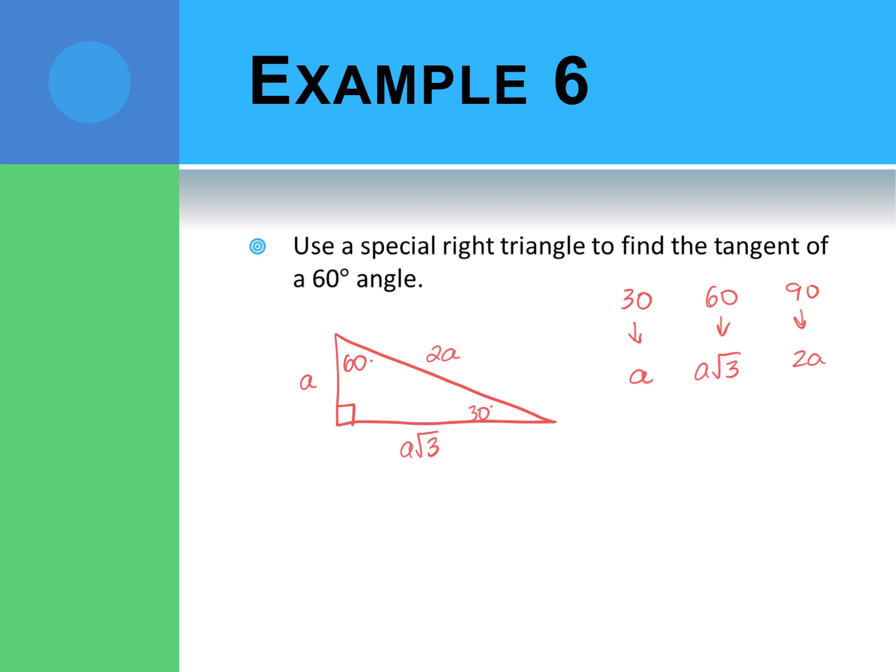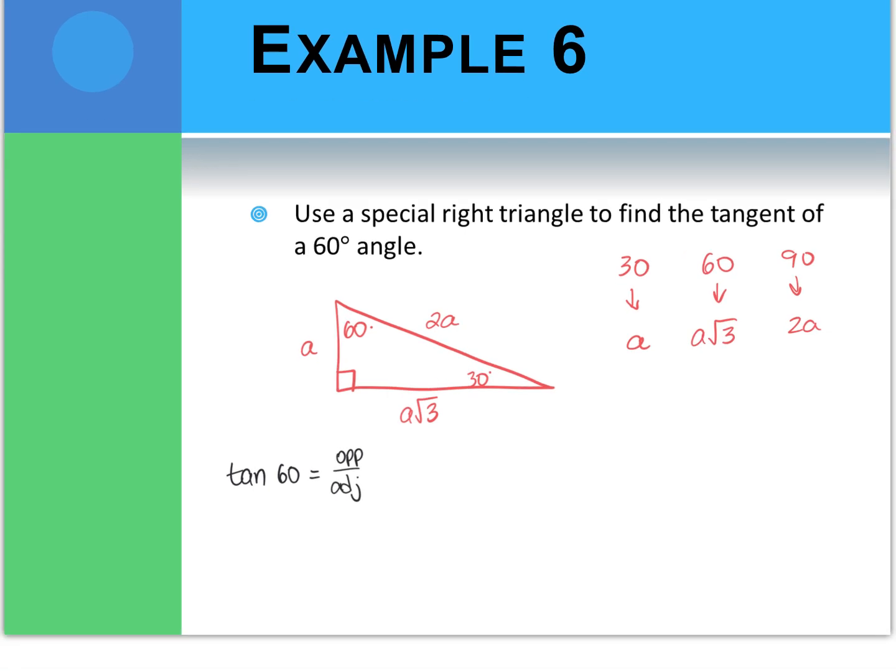So if I wanted to use this to find the tangent of 60, let's think about what exactly the tangent is. Remember that tangent of 60 is the opposite side over the adjacent side, right? That's always the tangent of anything. So tangent of 60 is going to be the opposite side.